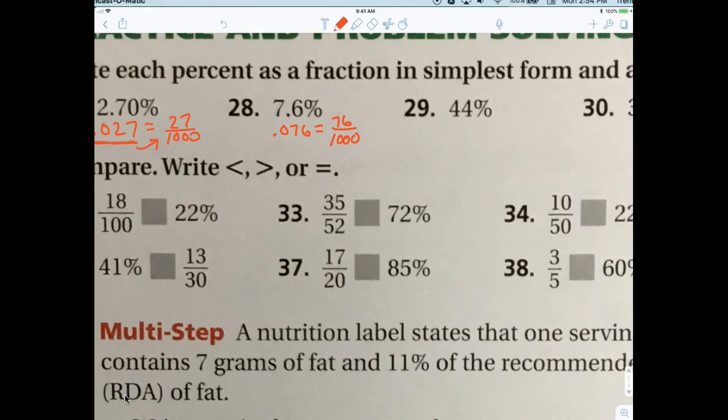All right, you got the easy one. What's up with 29 as a decimal? 0.44. Fraction? 44 over 100. Now that one can be easily reduced by 4. What would that be? That would be 11 over 20. Beautiful.